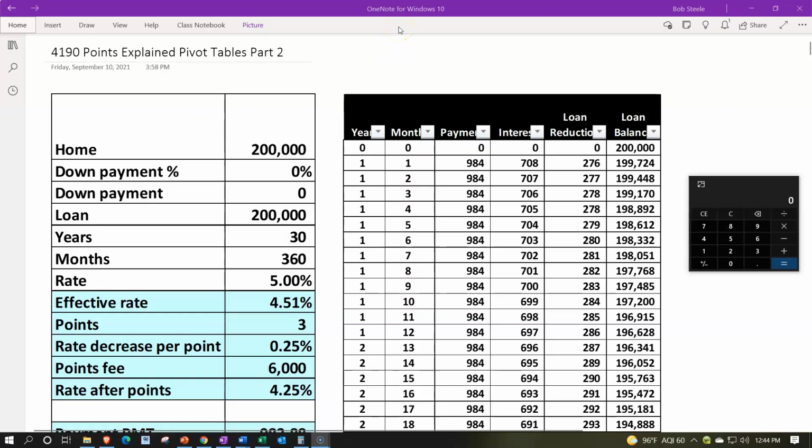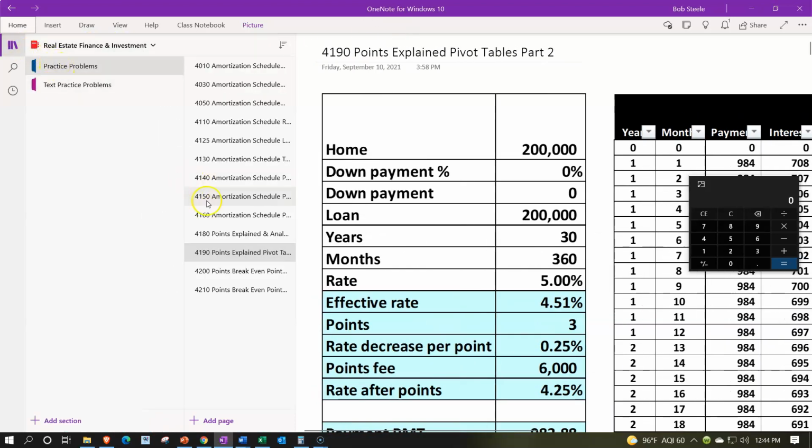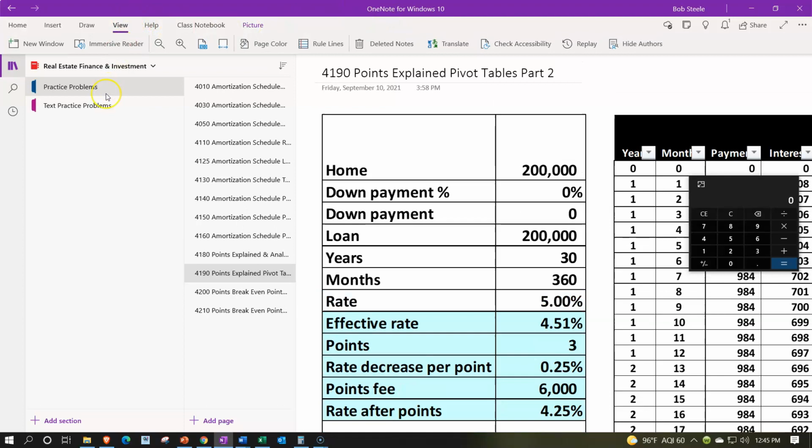If you have access to OneNote and would like to follow along, you're not required to, but if you would like to, we're in the icon on the left-hand side. We're in the Practice Problems tab, down in the 4190 Points Explained Pivot Tables Part 2 tab. Also note, when using OneNote, take a look at the Immersive Reader tool. Our presentations will also be in the text area with the same name, same number, but with transcripts that can be translated into multiple different languages and either listened to or read in them.